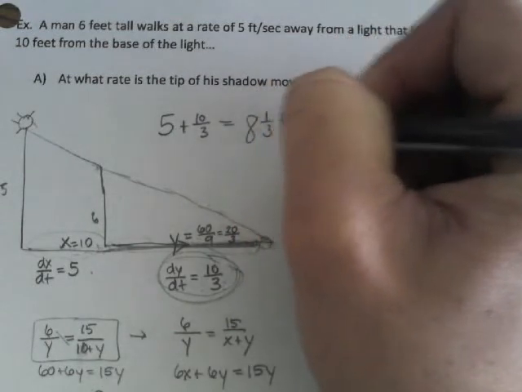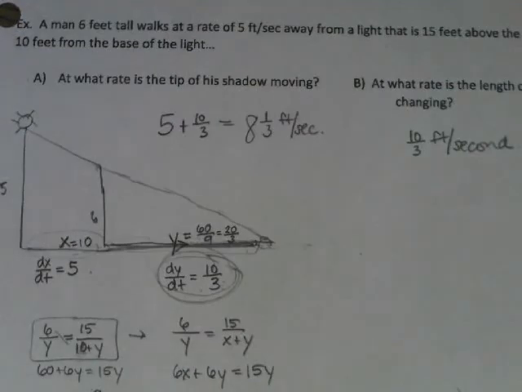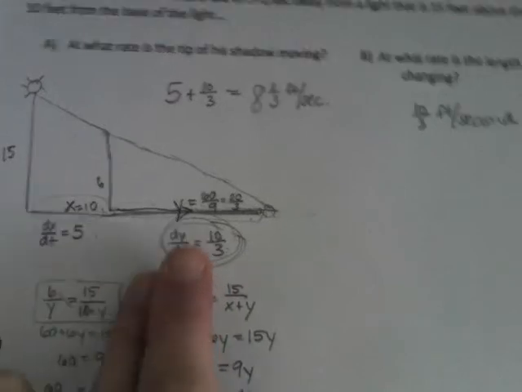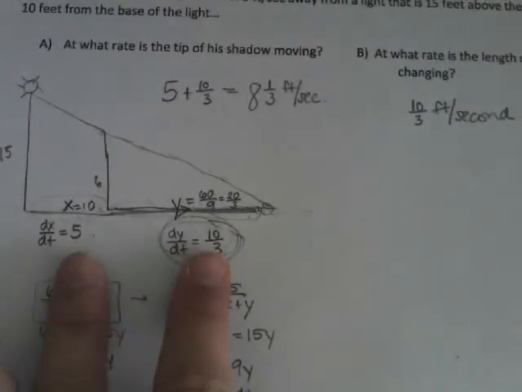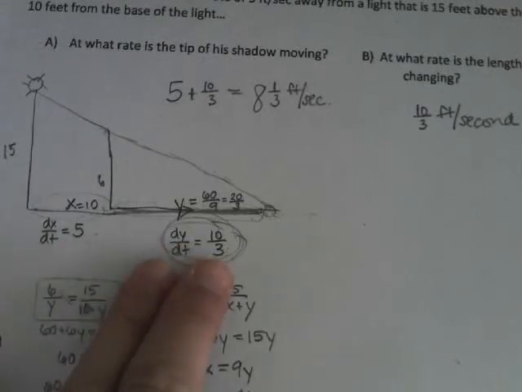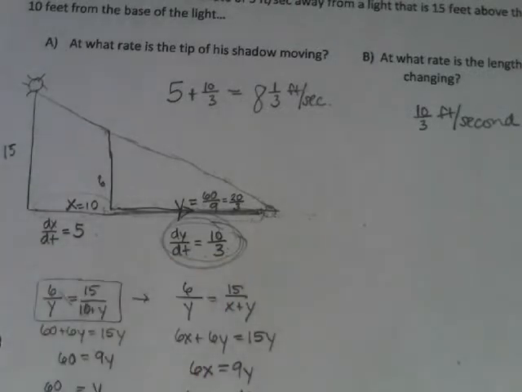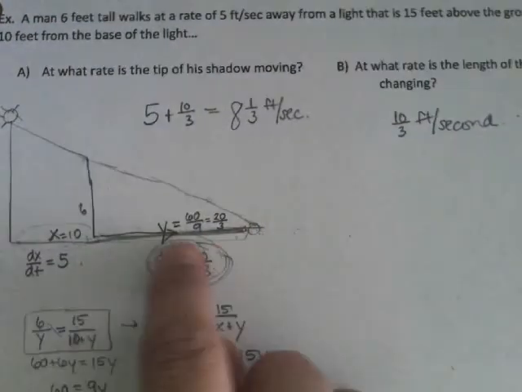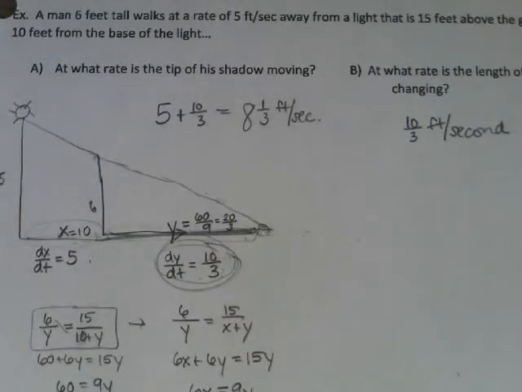So be careful on these, what they're asking for, and be careful to fully understand what each of these rates of change are. This is the rate he's walking, this is the rate at which the shadow is growing, and so we combine those together to get the tip of the shadow and how fast the tip itself is moving. Versus if we just want the rate of change of the shadow, that's just this part. Does that make sense? Okay.